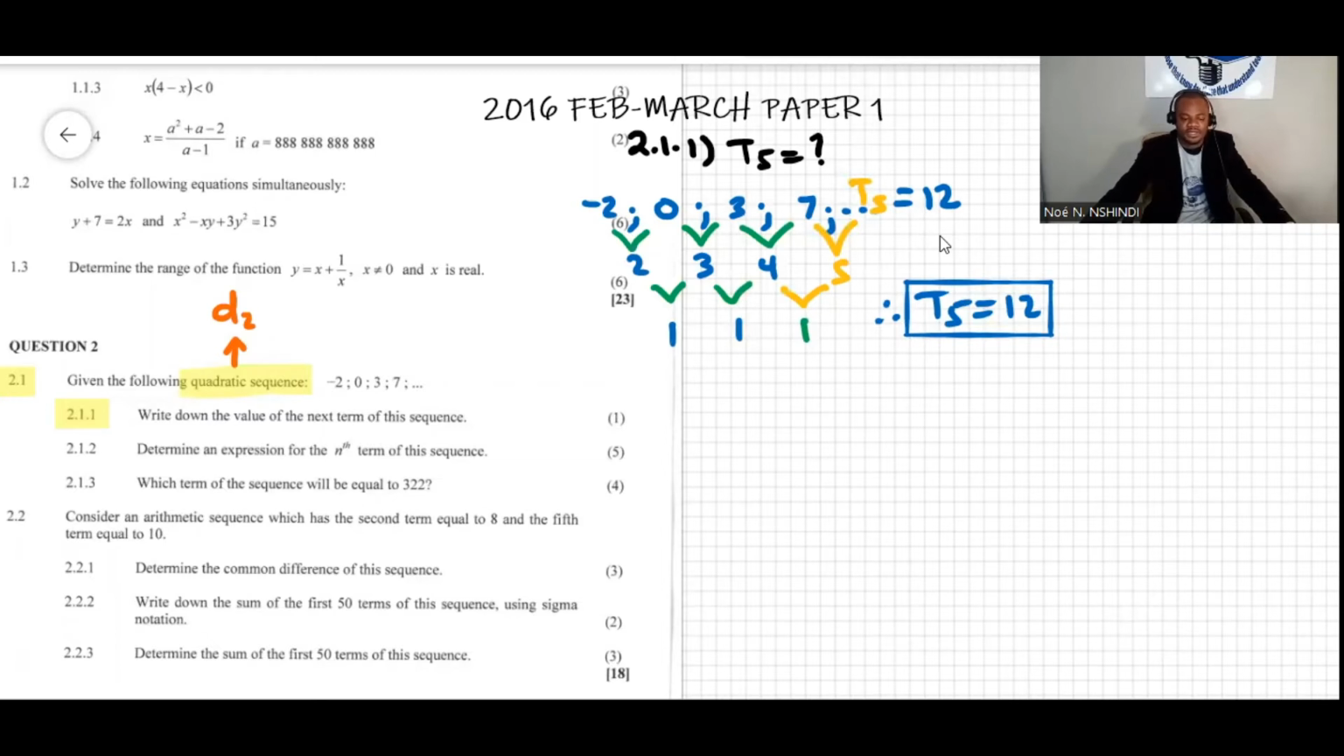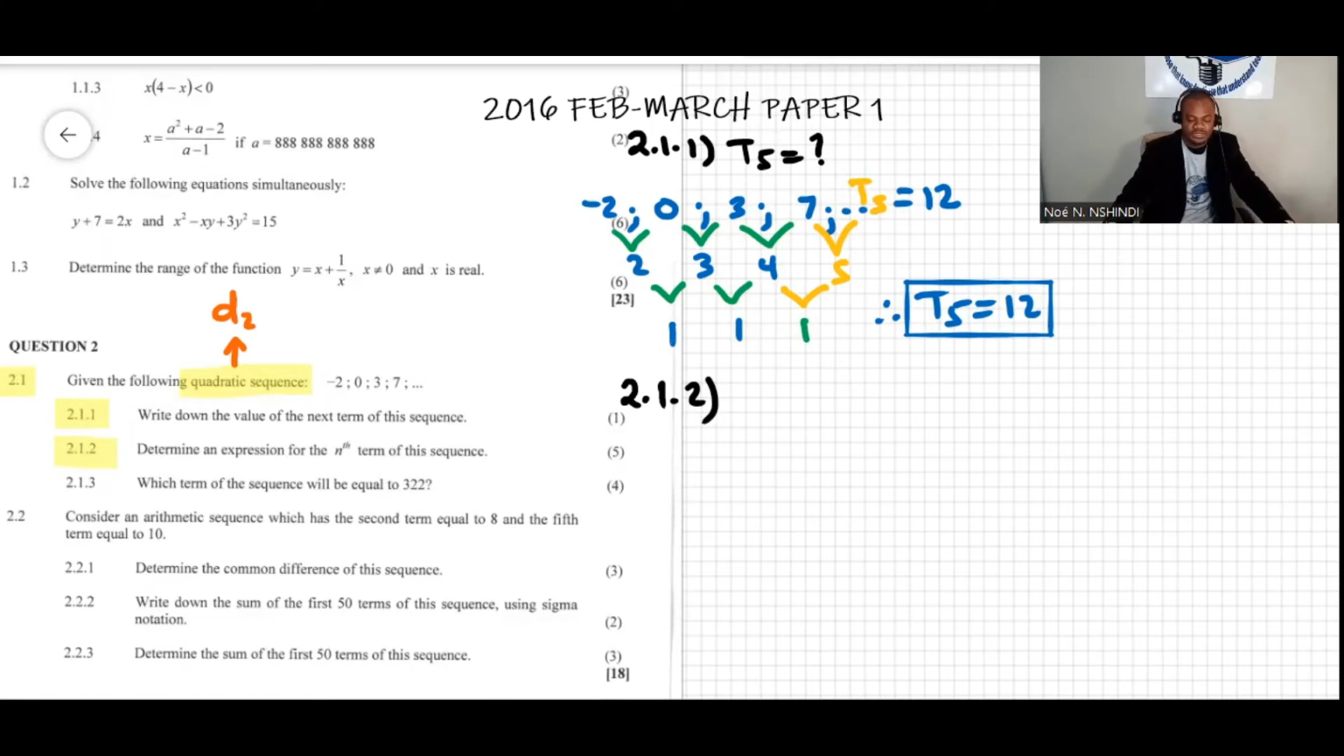All right. Now the following question is question 2.1.2, and the question says determine an expression for the nth term of the sequence. As I said, I'm gonna write here question 2.1.2. As it is given that this is a quadratic sequence, we need to have all the properties of the quadratic sequence. I'm going to list them.